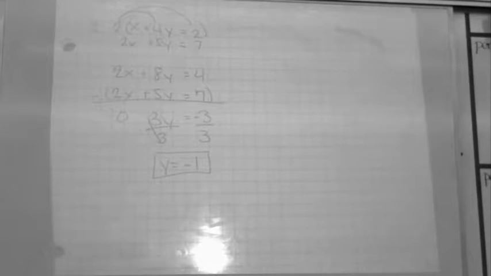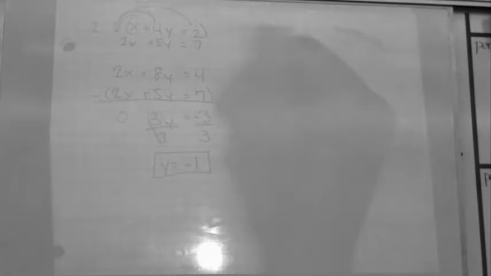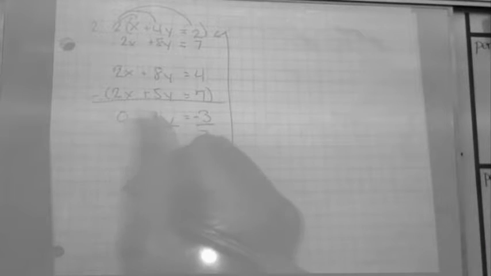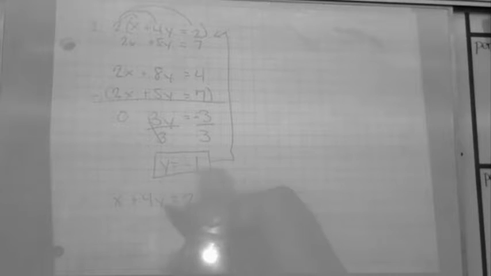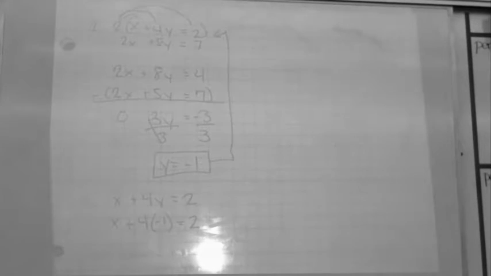Now that I've got this, I have 3y equals negative 3. I'm going to divide this by 3 for both sides. That gives me y by itself because these have canceled out now. So y is equal to negative 1. I'm already done solving for y now, so I've got to plug that back in so I can get an answer for x. So I'm going to plug it back in to my original equation up here. So I have x plus 4y equals 2. Instead of writing y, I'm going to change it to negative 1.